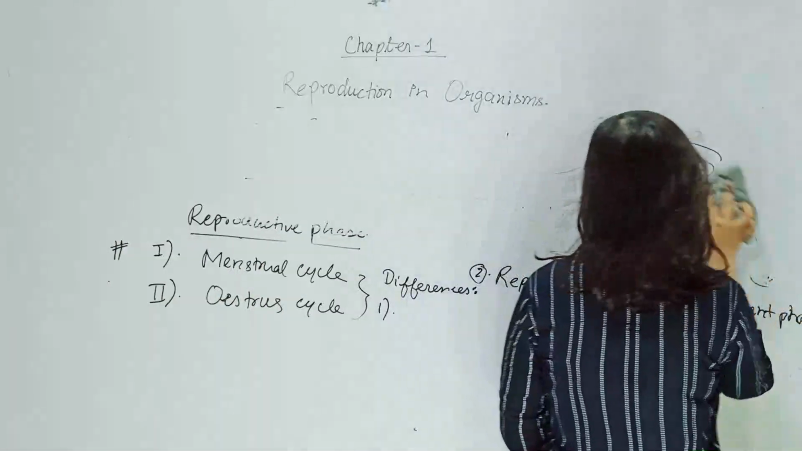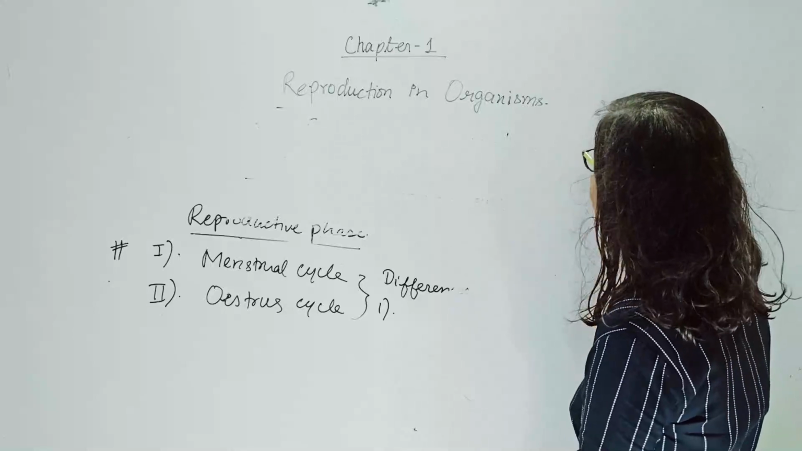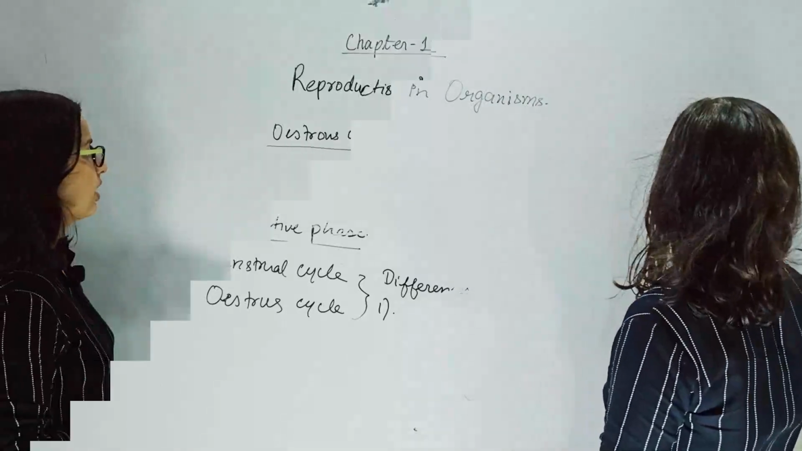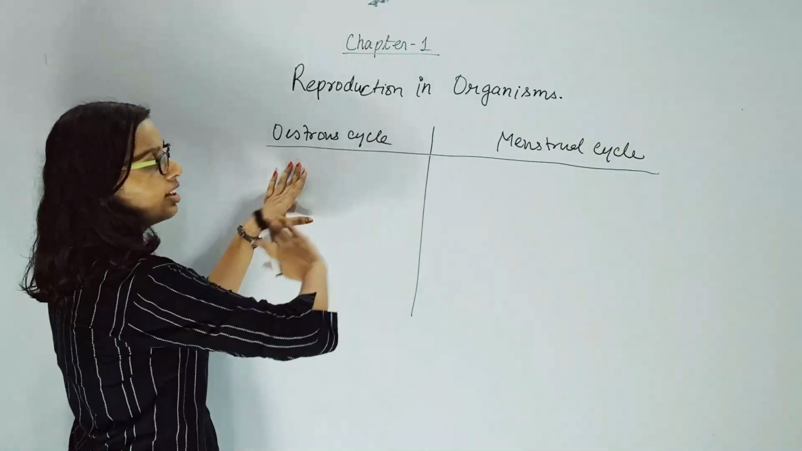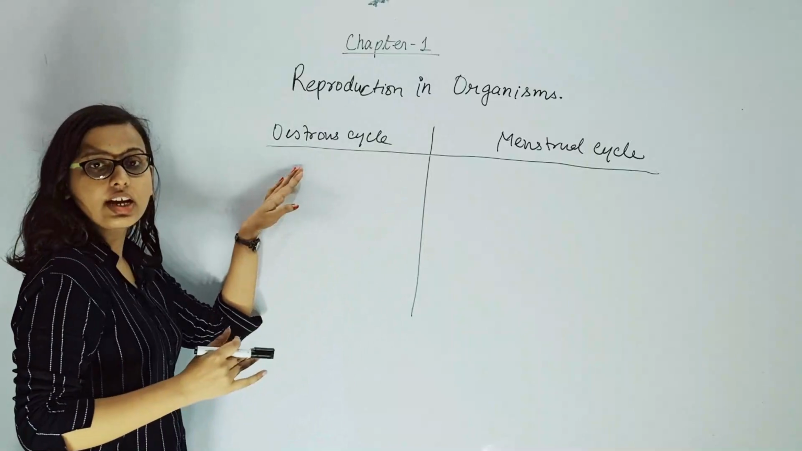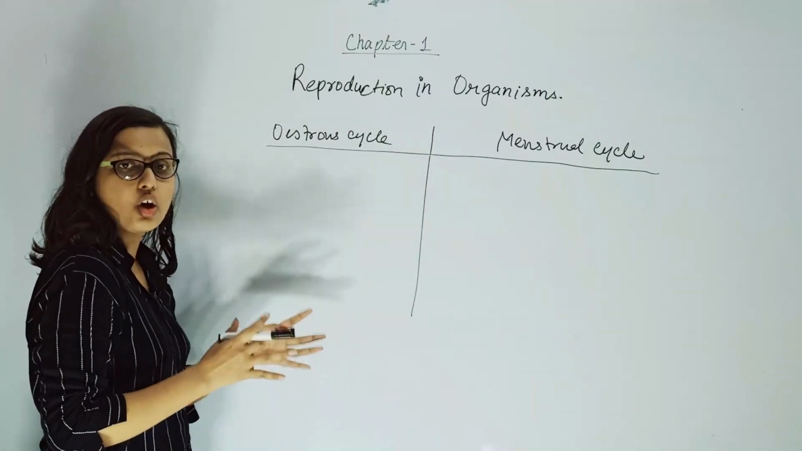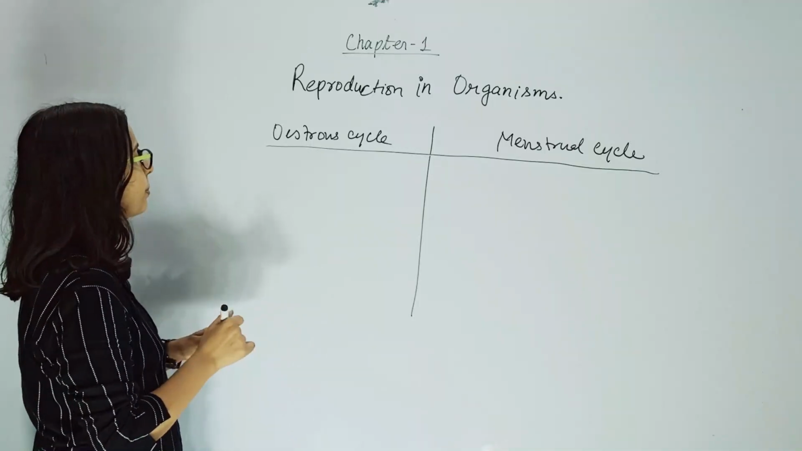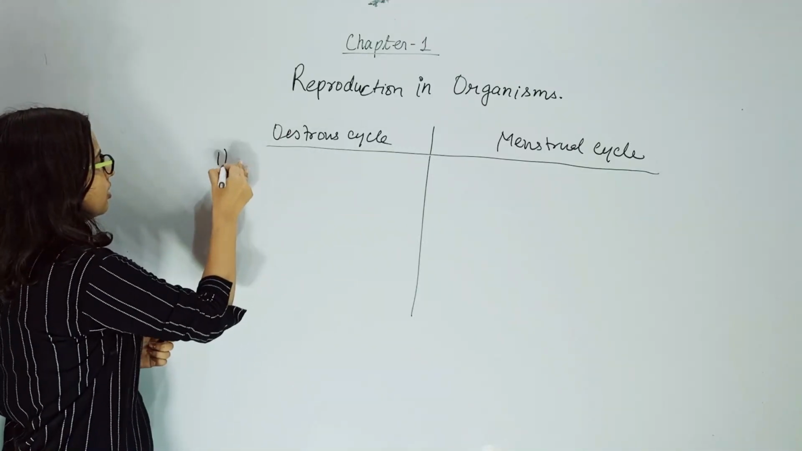In two separate columns, in order to differentiate the menstrual cycle and the Estrus cycle. Okay, so we are going to discuss the differences between the Estrus cycle and the menstrual cycle. So what are the Estrus cycle and the menstrual cycle? They are the cyclical changes in the function of the ovary. So let us see what the difference is.